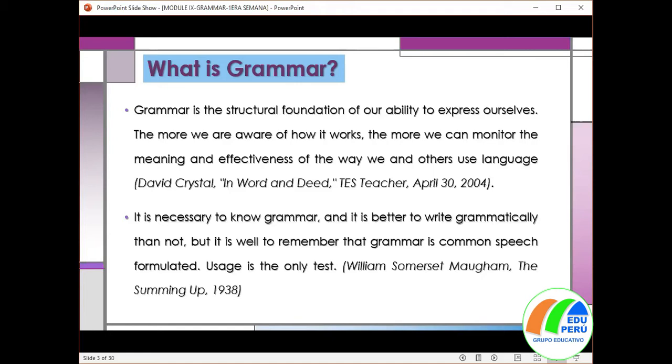So here we have a similar definition to David Crystal's, because David Crystal says that it's a way to express ourselves with effectiveness. How effectively do we express ourselves? So here you have these two definitions of grammar.